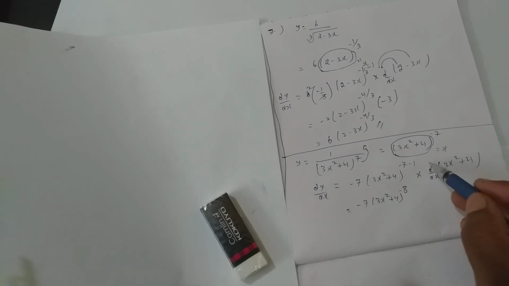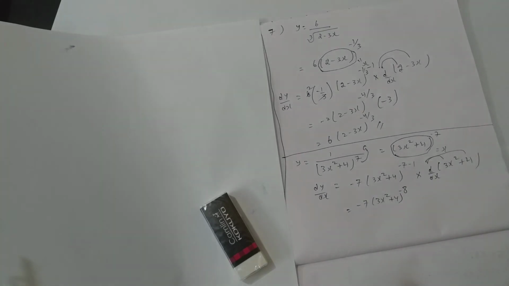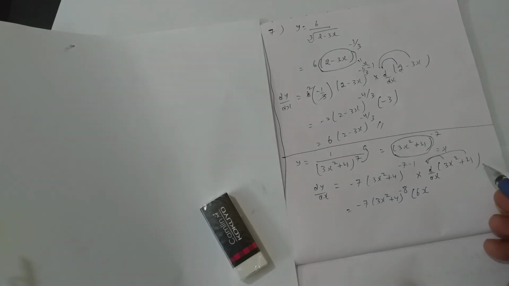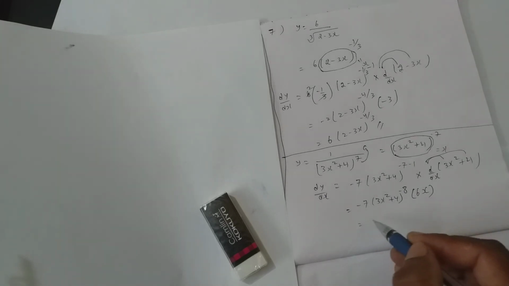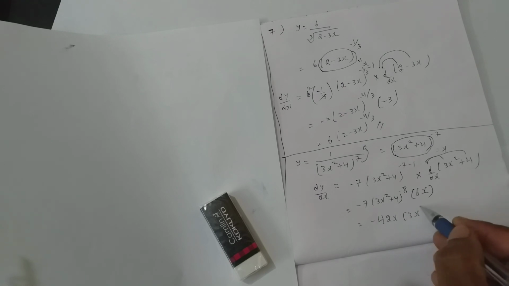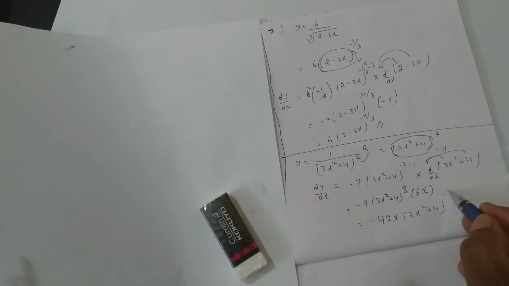Now d by dx gets applied to this one and also to this one. When it is applied on 3x square, 3 will come out, x square is 2x, so it becomes 6x. When it is applied on 4, it is 0, so I am not writing that. So this 7 into 6, 42. So minus 42x into (3x square plus 4) power minus 8.